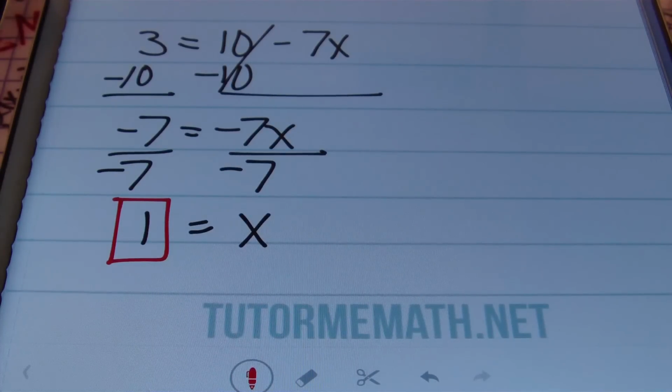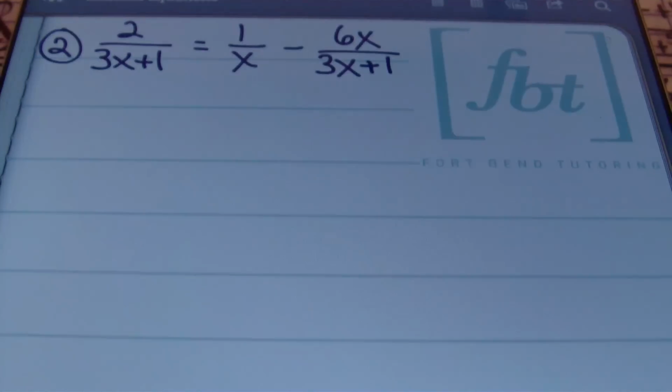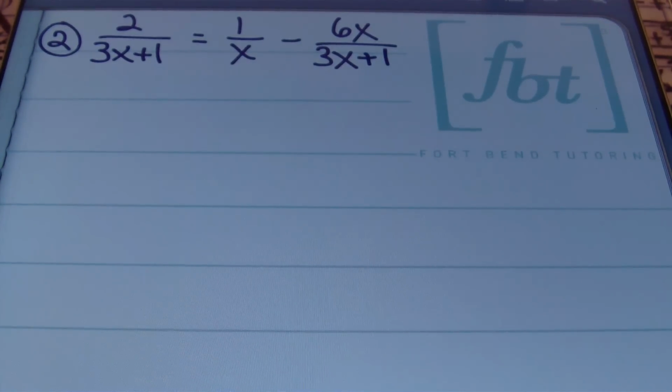All right, and now let's move on to the next problem, okay? In problem number 2 here, we have 2 over 3x plus 1 equals 1 over x minus 6x over 3x plus 1.